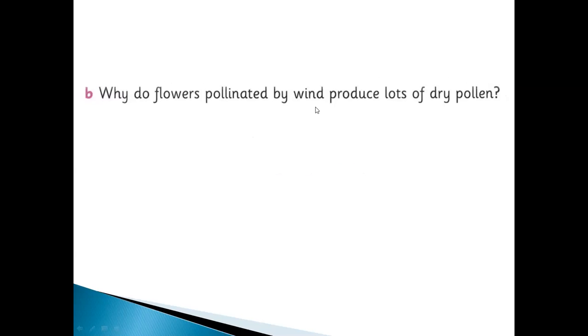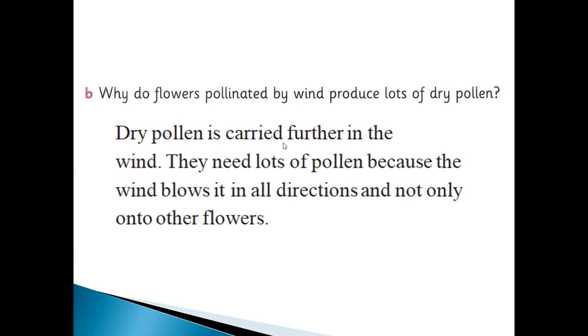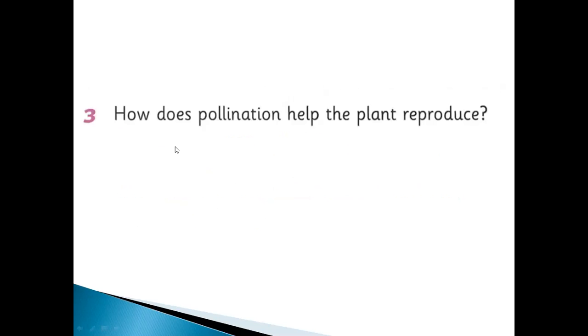Why do flowers pollinated by wind produce lots of dry pollen? Because dry pollen is carried further in the wind. It's dry, so it can move further in the wind. They need lots of pollen because the wind blows it in all directions and not only onto other flowers. If it is dry and there is lots of pollen, it will move in all directions easily.